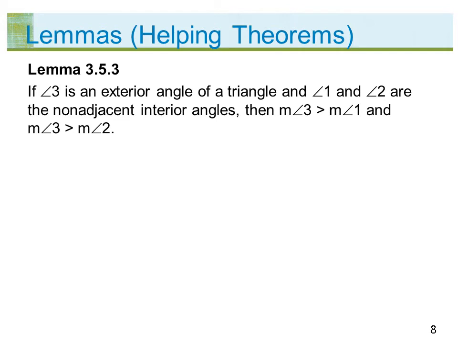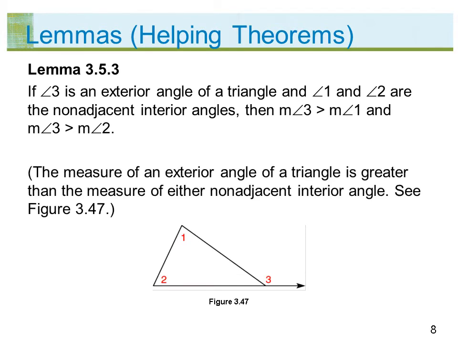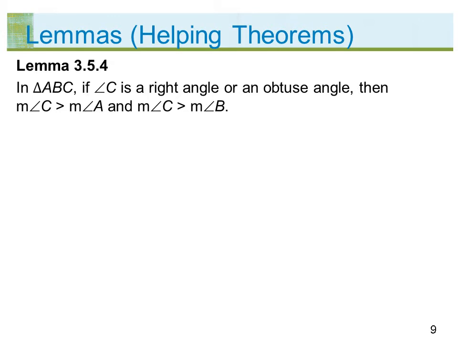Lemma 3.5.3: If angle 3 is an exterior angle of a triangle, and angle 1 and angle 2 are the non-adjacent interior angles, then the measure of angle 3 is greater than the measure of angle 1, and the measure of angle 3 is greater than the measure of angle 2. The measure of an exterior angle of a triangle is greater than the measure of either non-adjacent interior angle. See Figure 3.47.